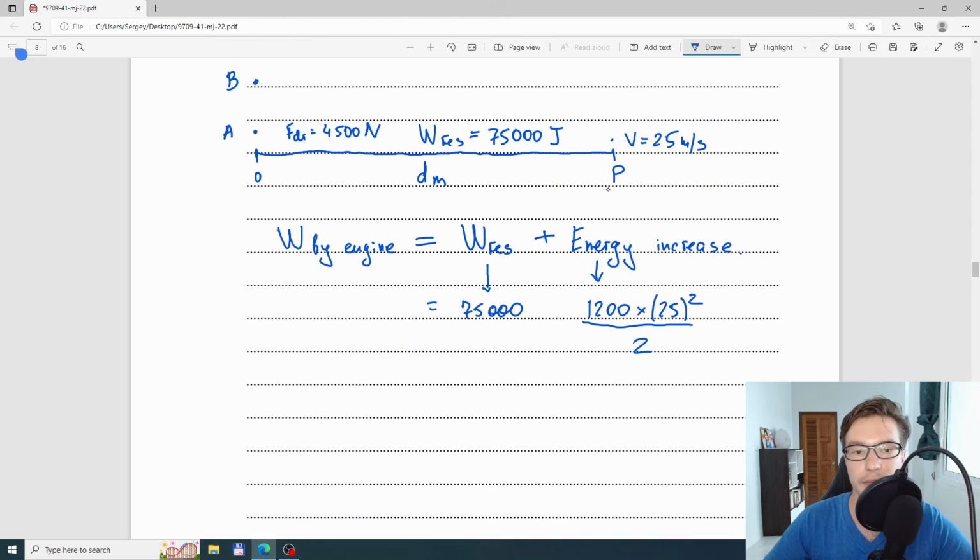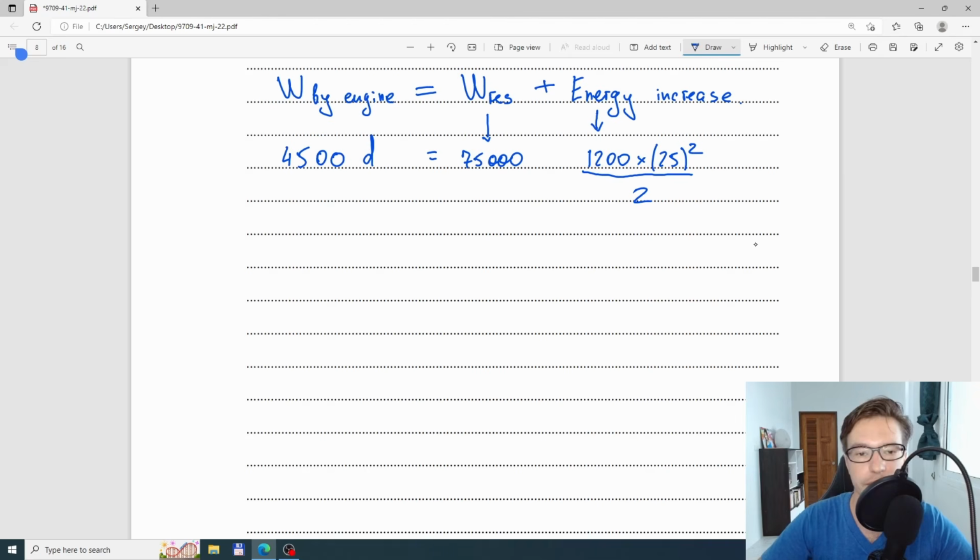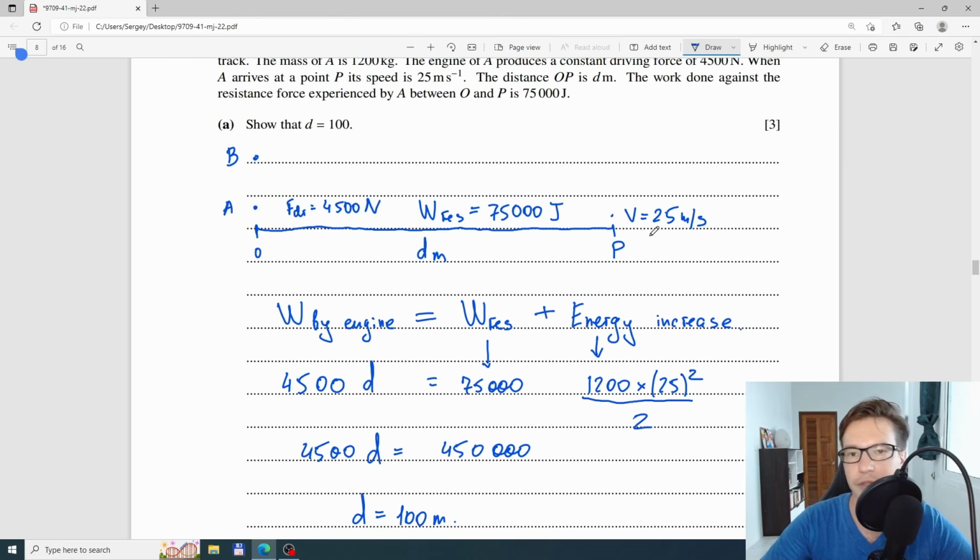Now, how to find this work? We have to multiply the force by the distance. So we're going to times 4,500, the driving force, by the distance. From here, we can find the distance if we solve that equation. Let's simplify first a little bit. 4,500d equals 450,000. Now we can divide both sides by 4,500, and we get d equals 100 meters. So that's exactly what I was supposed to show. Great success.